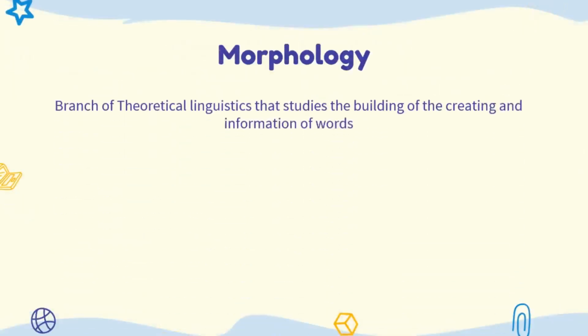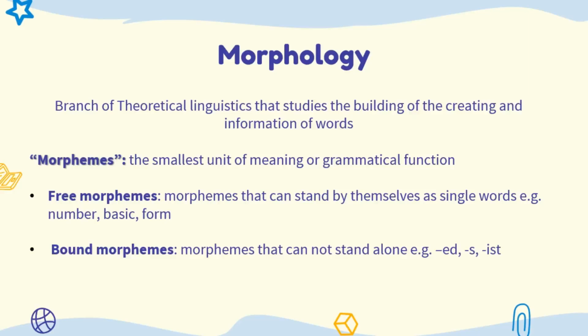Now we will talk about morphology. Morphology is a branch of theoretical linguistics that studies the creating and formation of words. Morphemes. A morpheme is the smallest unit of meaning or grammatical function. We have 2 types of morphemes, free morphemes and bound morphemes. Free morphemes can stand by themselves as a single word, like number, basic, form. Bound morphemes cannot stand alone, like any word ending with -ed, -s, -ist.